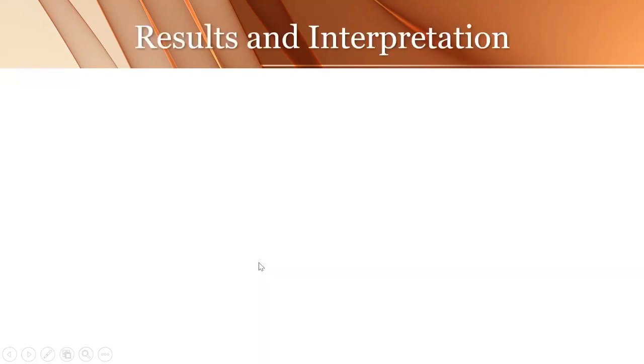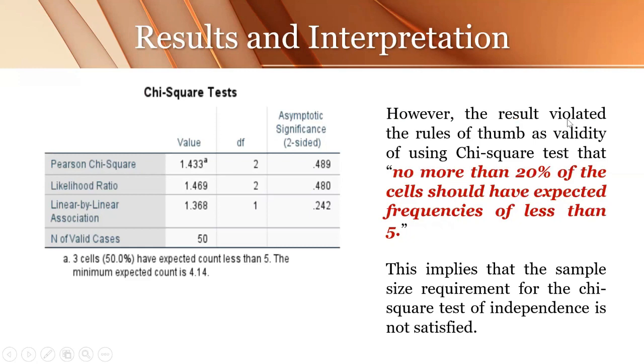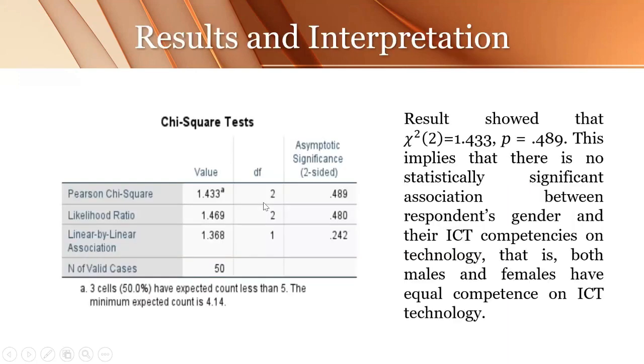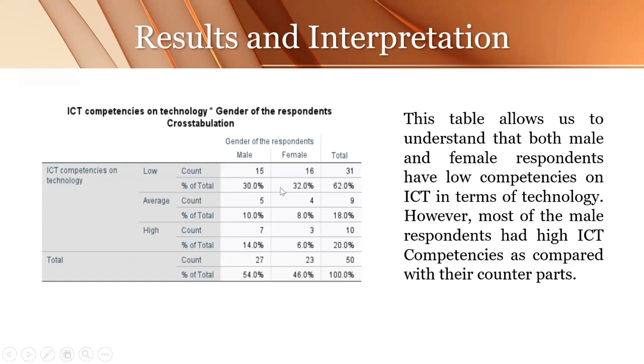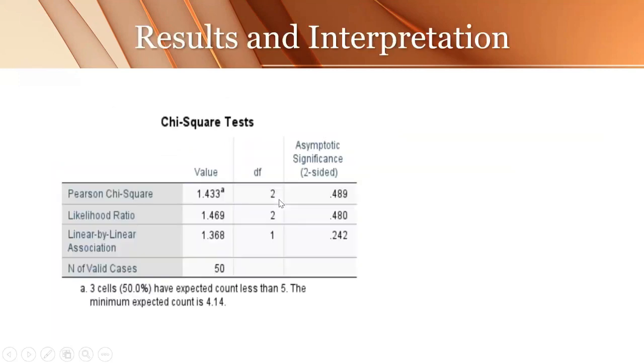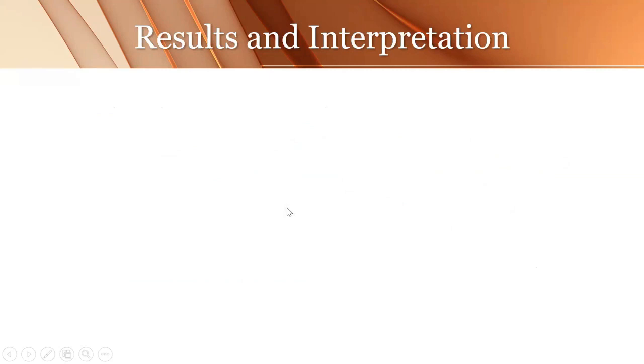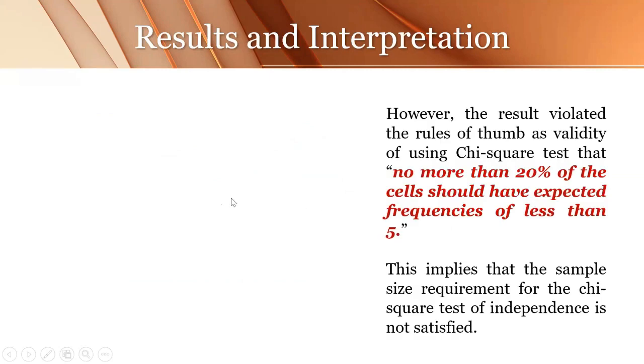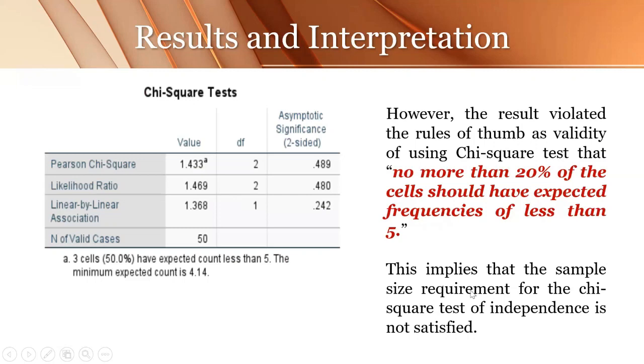Further, the results violated the rule of thumb for the validity of using the chi-square test. That is, no more than 20% of the cells should have expected frequencies of less than 5. If you look at this particular table, the number of cells with expected counts less than 5 violates the validity of the chi-square test here. Okay, this implies that the sample size requirement of the chi-square test of independence is not satisfied.